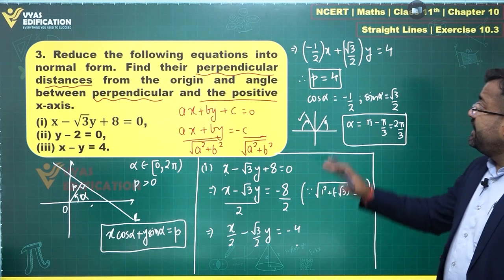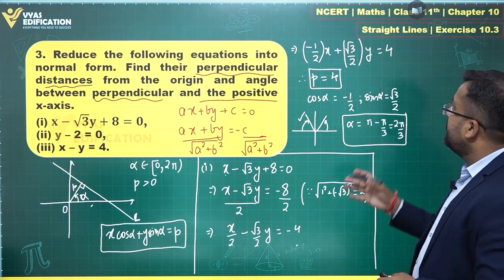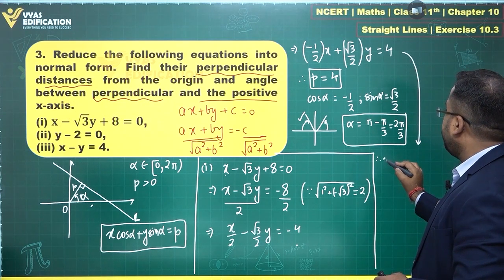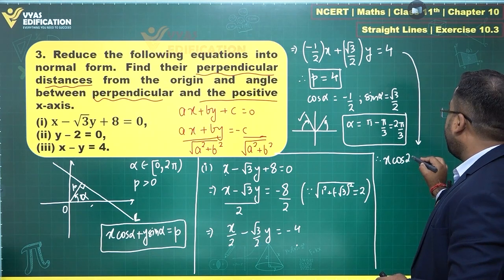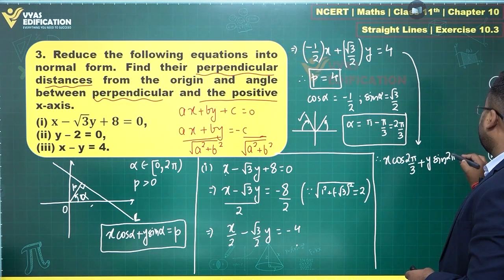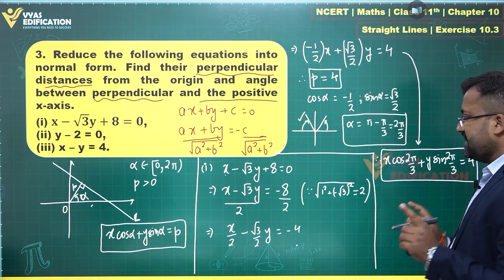Okay. Once you have obtained the value of p and the value of alpha, the next thing that you are supposed to do is simply write this equation further in this particular form. Therefore, x cos 2 pi by 3 plus y sin 2 pi by 3 is equal to 4 is the required normal form. That's the first thing.